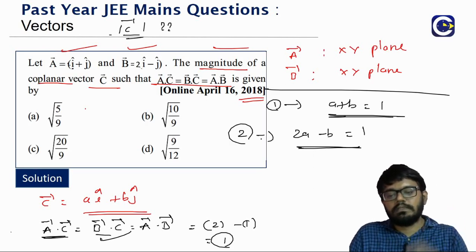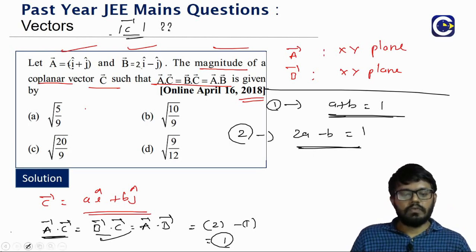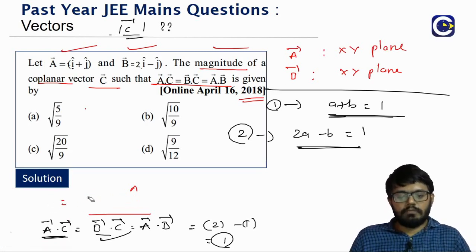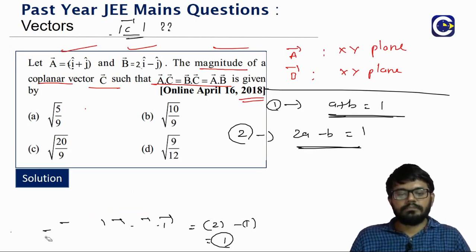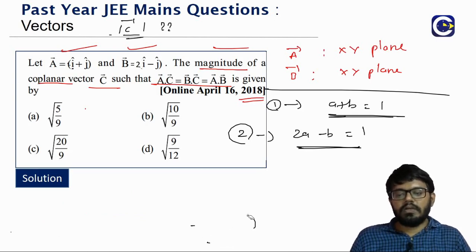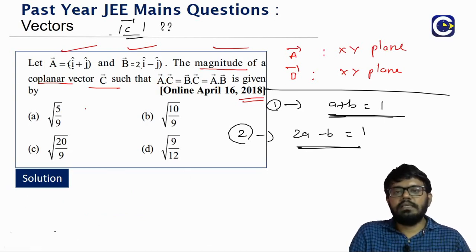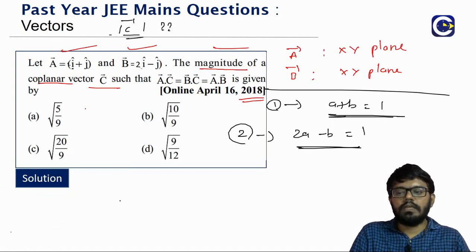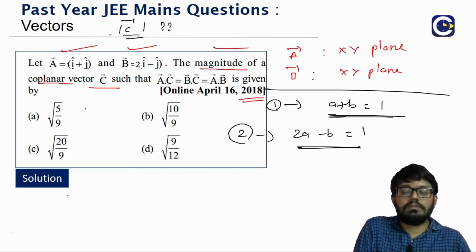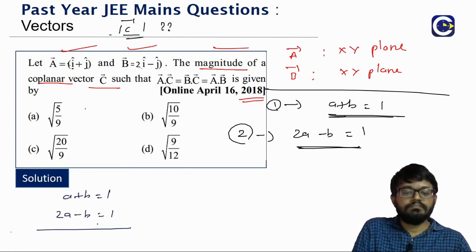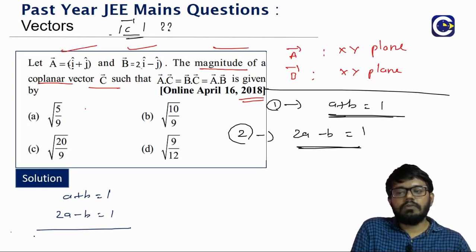Basically we get two equations. The given condition is A dot C is equal to B dot C is equal to A dot B. We already know the A dot B value, which is 1. So first we express A dot C and equate it to 1, because the A dot B value is 1. Then we express B dot C and equate it to 1, because the A dot B value is 1. Now the two equations are a plus b is equal to 1, and 2a minus b is equal to 1.